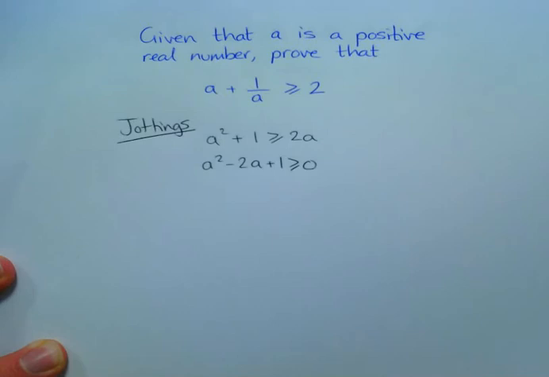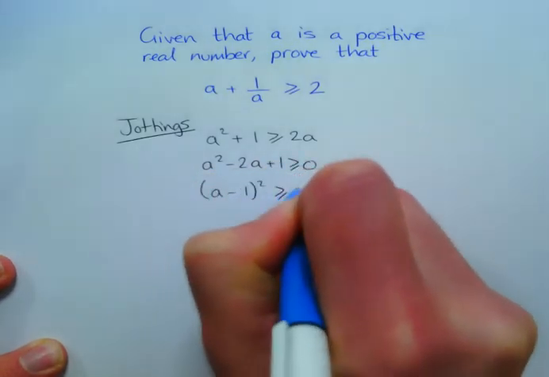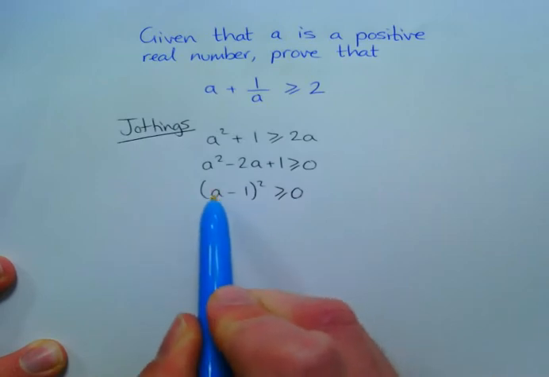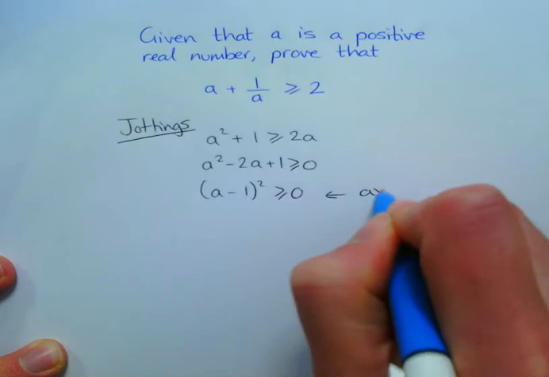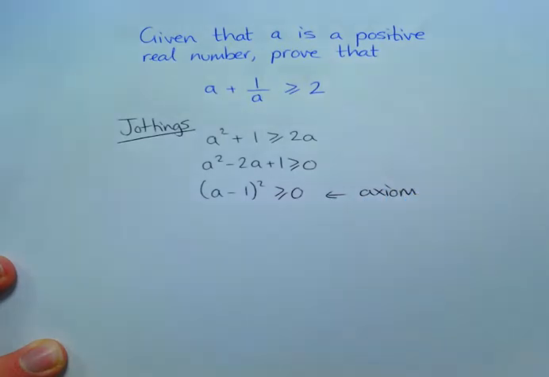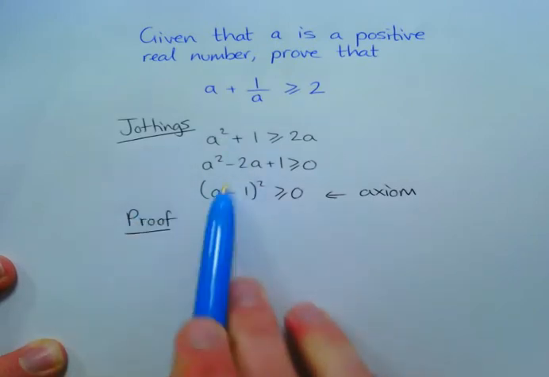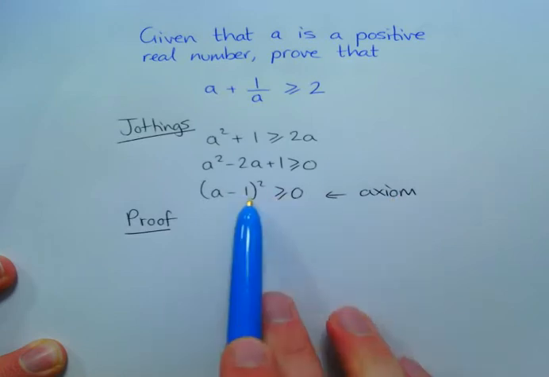So I've got a quadratic, and I'm going to want to factorize that. And what we've done here, by doing these jottings, I've arrived at a fact that I know is true, and always true, no matter what value of a I put in there. We call that a true axiom. It's a fact that is always true. So the reason for the jottings is we actually start our proof with an axiom. That's what we have to start from.